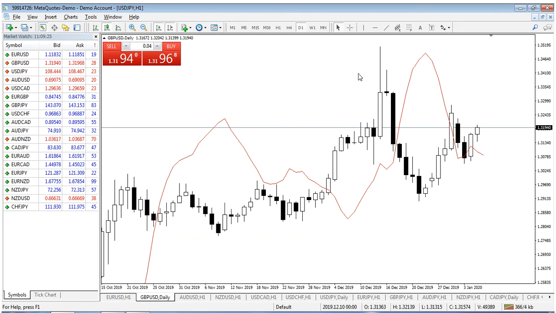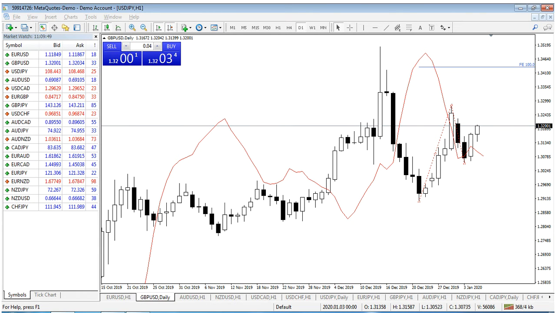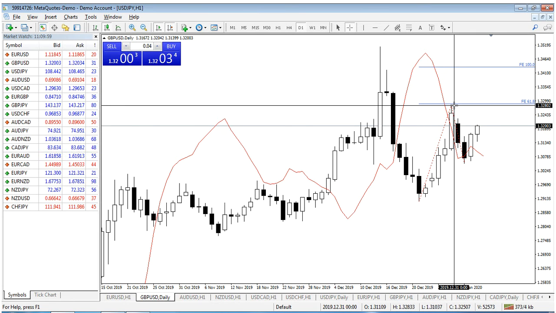So let me first delete all other tools, and let me plot this Fibonacci expansion or extension to show you the target. 100% of this is here, but this is too far. I'll rather target the 61.8, that is Fibonacci extension 0.618. All right, let me plot this. Okay, so this is near the previous top. So this will be the next target of pound.